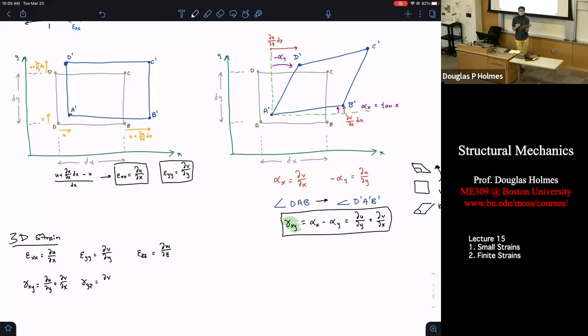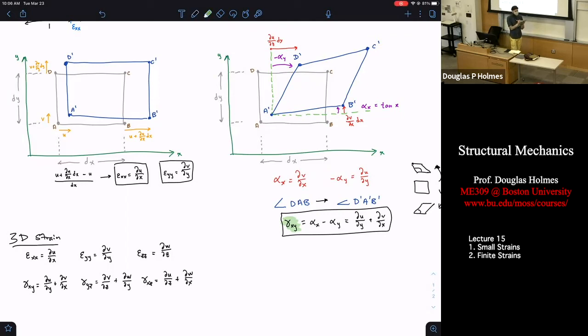dv. Now that v corresponds to displacement in y, and that's got to be relative to a change in z because we're in gamma yz. And we have to add to that a change in z, which is going to be dw relative to a change in y. And finally, gamma xz: du dz plus dw dx. These are all the components of strain. These are the 6 components of strain.